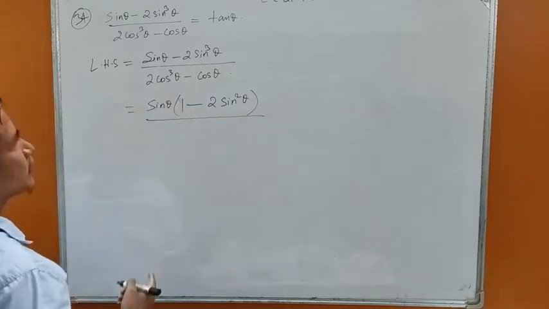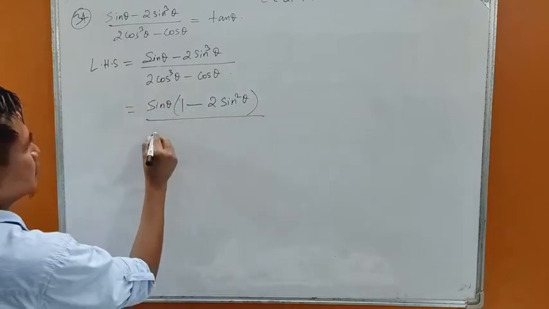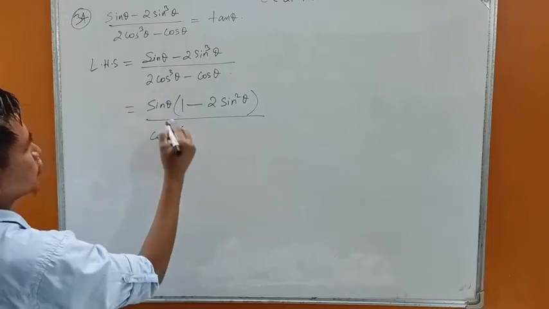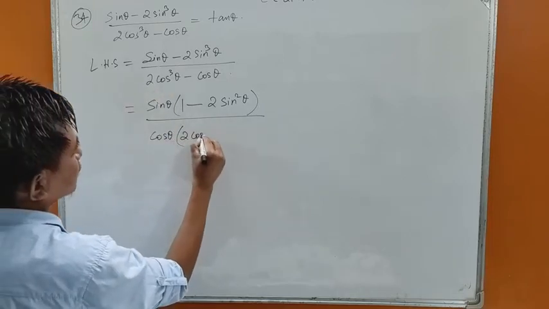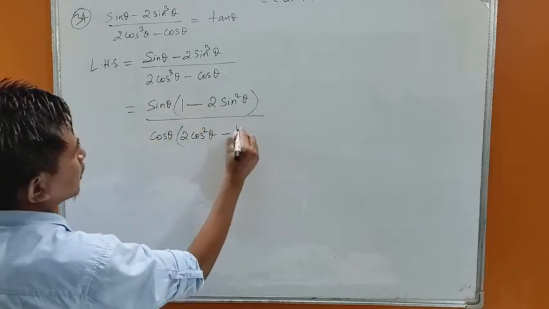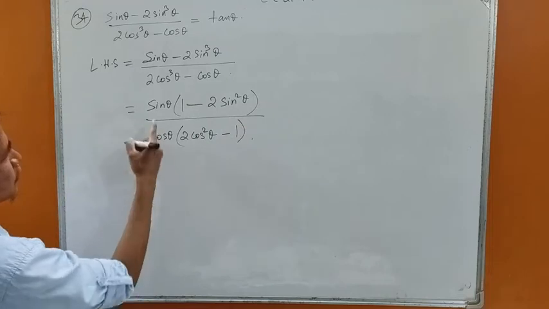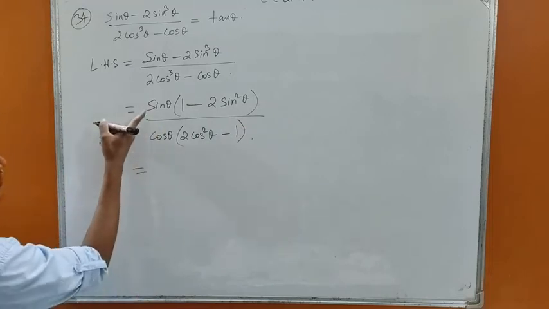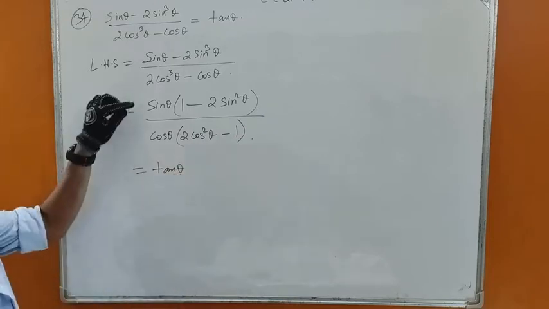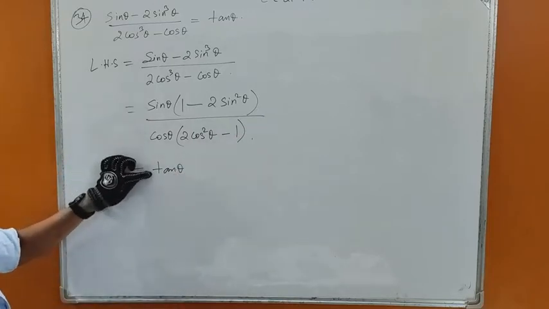So in the denominator let us take cos theta common. Cos theta is taken common. Within the bracket remains 2 cos square theta minus, this cos theta is taken common, so 1 remains within the bracket. So this sin theta by cos theta, sin theta by cos theta is tan theta. Are you getting me? This sin theta upon cos theta is tan theta.